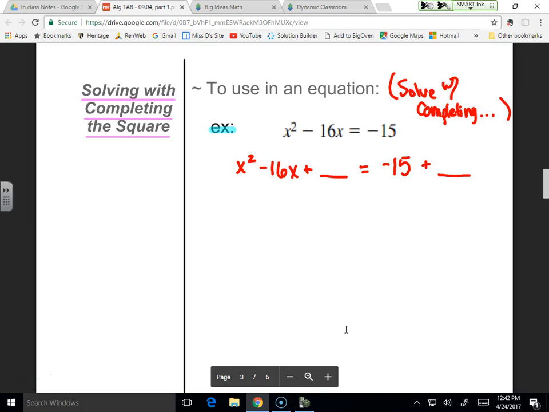So, we're going to take that negative 16, because it's minus. Let's multiply 1/2 times negative 16, and let's square it. So we take the middle number, cut it in half, that is going to be negative 8. When we square it, that is going to be 64. So then we're going to say x squared minus 16x plus 64 equals. Now, if we fill in this blank, what do you think we're going to do with the blank on the other side? Fill it in the same way.